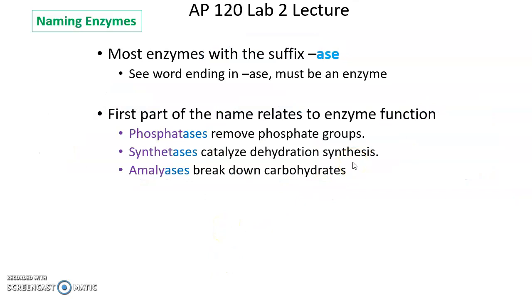All right, most enzymes have names that end with the suffix -ase. So if you see a word that ends in -ase, that is an enzyme. For instance, phosphatase is an enzyme that removes phosphate groups. Synthetase is an enzyme that's involved in dehydration synthesis. Amylases are enzymes that break down carbohydrates. So remember, -ase at the end of the word is talking about an enzyme.